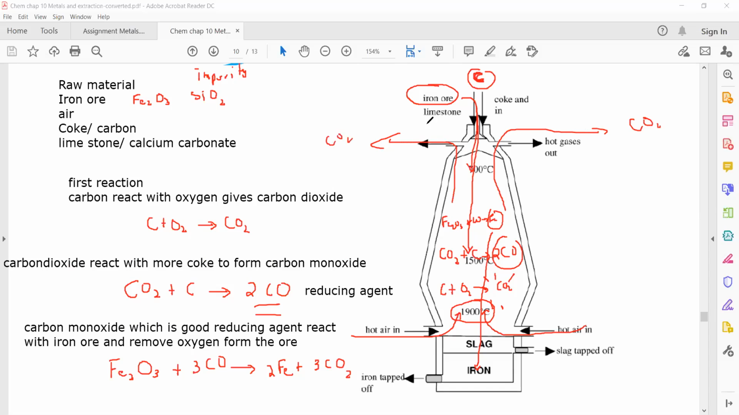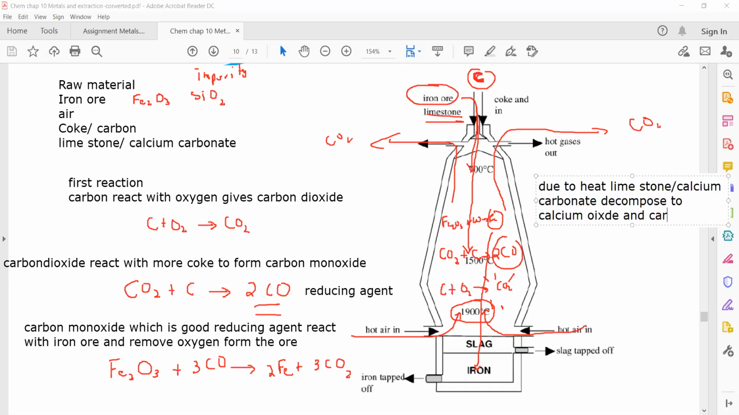Now, what is the purpose of this limestone? Why do we use limestone? Limestone is calcium carbonate. So due to heat, limestone, or calcium carbonate, decomposes to calcium oxide and carbon dioxide. Now, what is the advantage of this decomposition of the limestone? Calcium carbonate decomposes into calcium oxide due to heat, plus carbon dioxide.